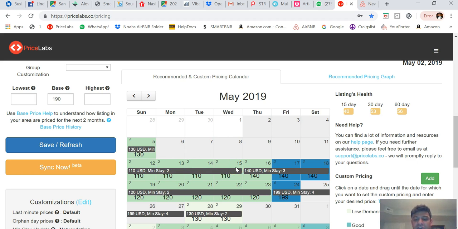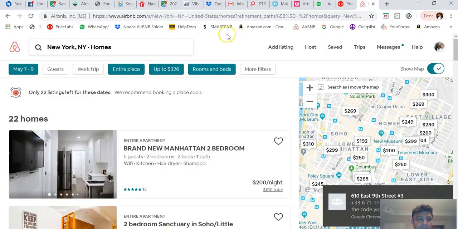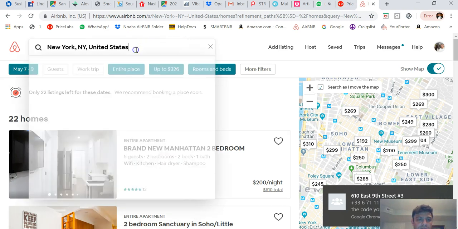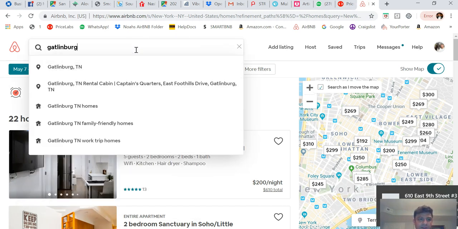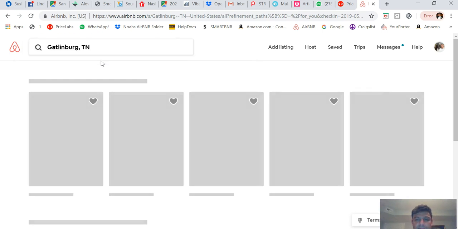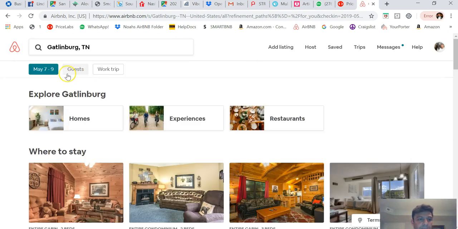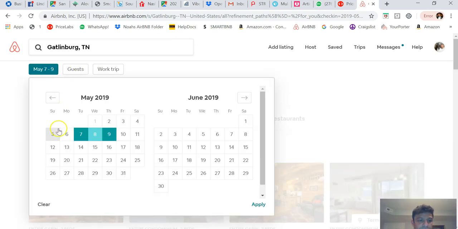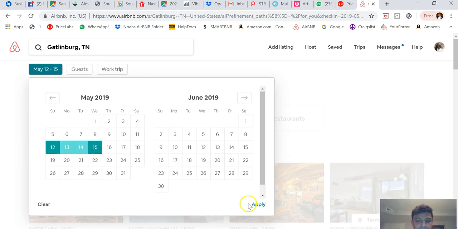So we need to make an action now and make sure that we're not overpriced, and just check to see where our properties are appearing in the search results. So let's try that. We're currently in New York, so let's go to Gatlinburg, Tennessee. We'll choose May 12th to 15th.